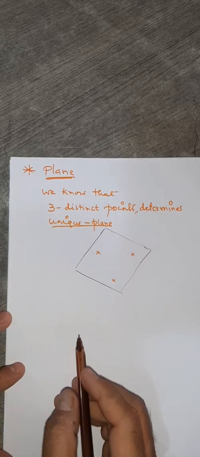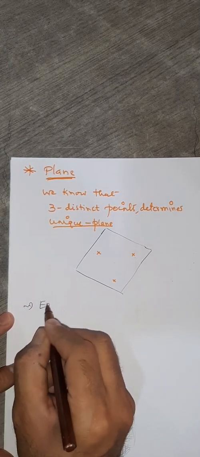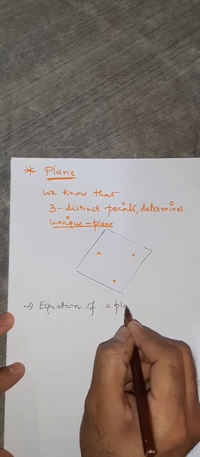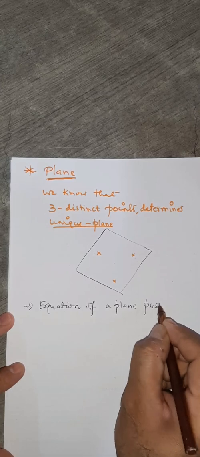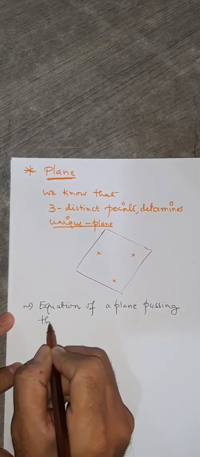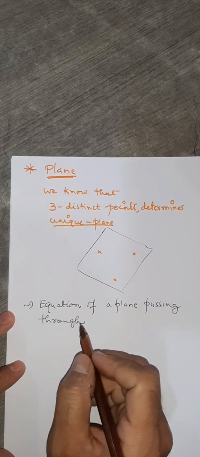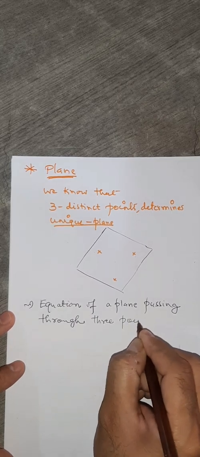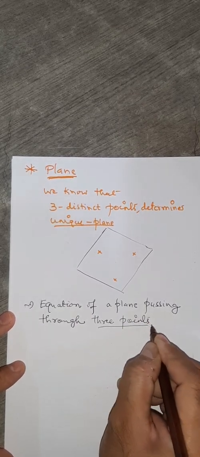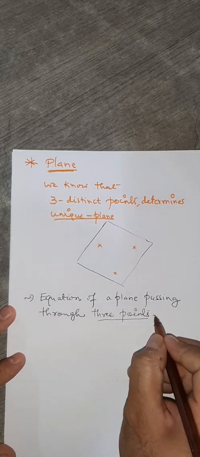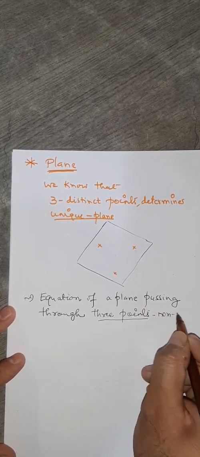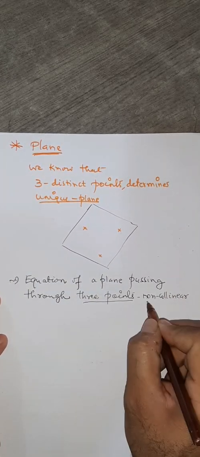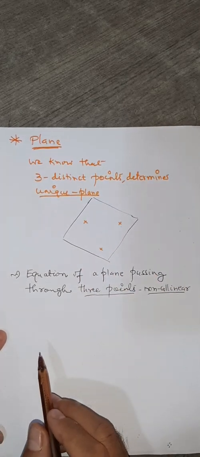So let's write that. The first one, that's the equation of a plane passing through 3 points which are non-collinear. Obviously, passing through points which are non-collinear. Points are not collinear. As I've shown here, they are not on the same line.